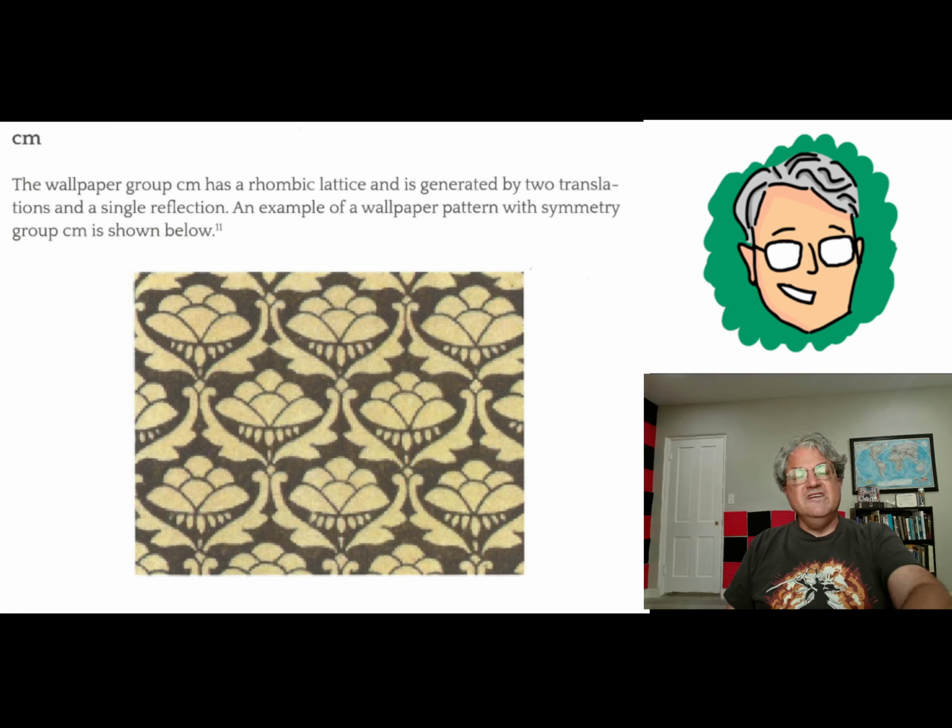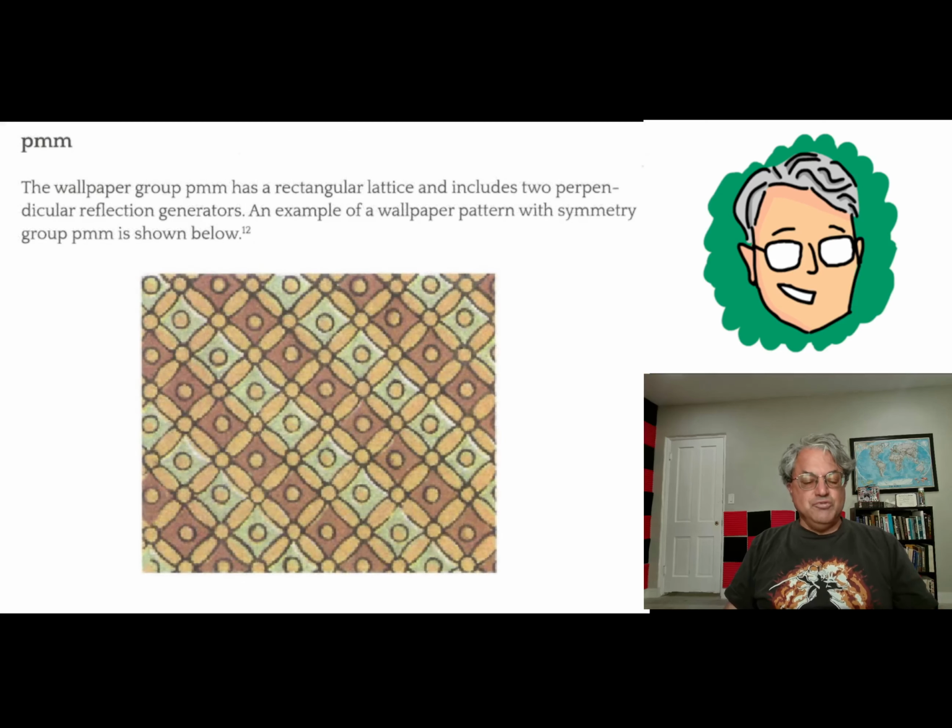And then number six, PMM. This one has a rectangular lattice now. So we haven't talked about any with rectangular lattices yet. That's just a lattice where the two generators of the lattice are orthogonal or perpendicular to each other, but they don't have to have the same length. As a matter of fact, they don't have the same length. But then this particular wallpaper pattern, in addition to having a rectangular lattice, has two mutually perpendicular reflection axes. Let's see if we can see that.